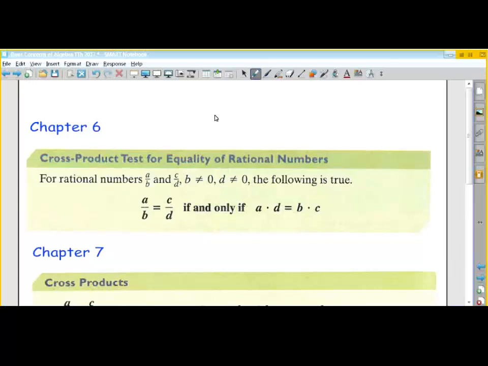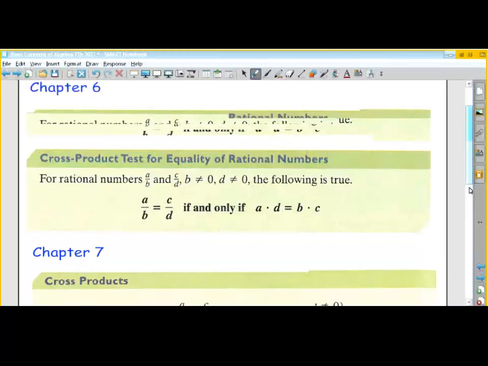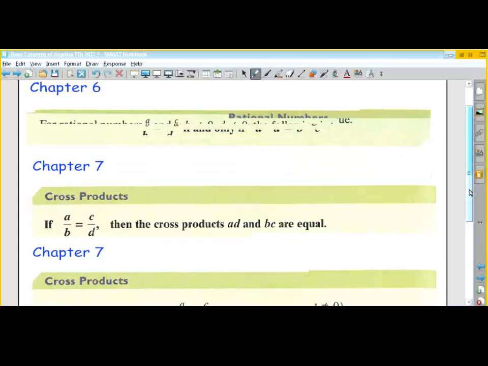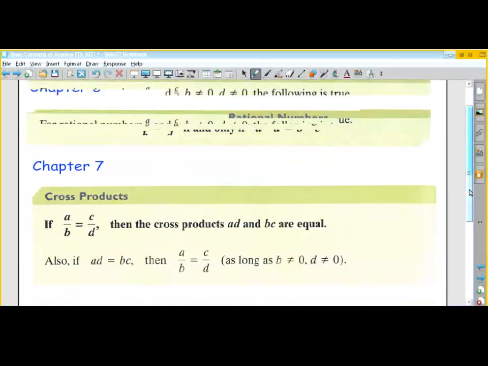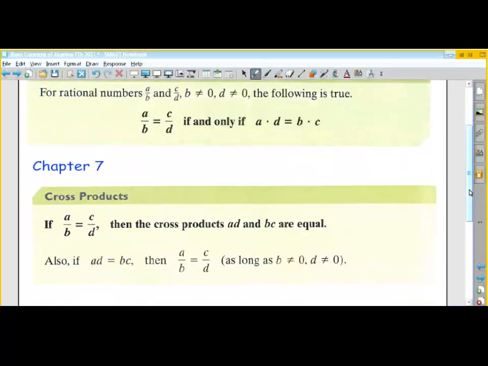So that was in chapter 6, we were talking about the equality of rational numbers. In chapter 7, we're talking about proportions or ratios. And so it's basically the same rule. It's just in chapter 7, we're talking about ratios, which are rational numbers. So it's basically the same thing. So in chapter 7, they have this definition. If these 2 ratios are equal, if the cross products are equal, then the original ratios are the same.